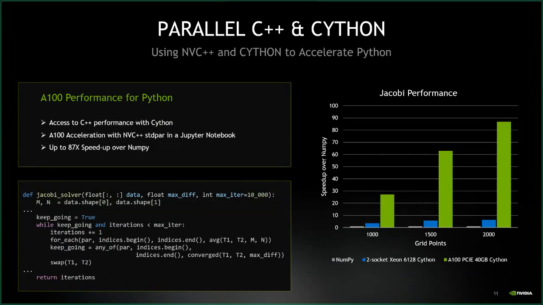And in terms of performance, this time we're normalized against NumPy. NumPy, of course, is single-threaded. We also do want to show that this works for multi-core systems. So the blue line is showing the speedup over NumPy using NVC++ with Cython on a multi-core CPU system. And then the green bar is adding an A100 in here as well. Again, no code changes there between the CPU and the GPU.